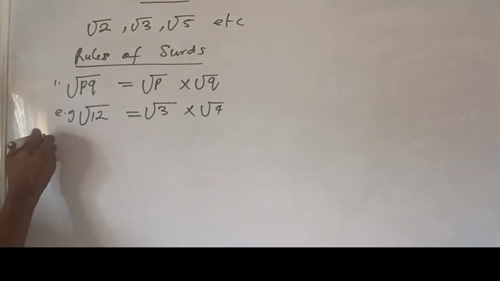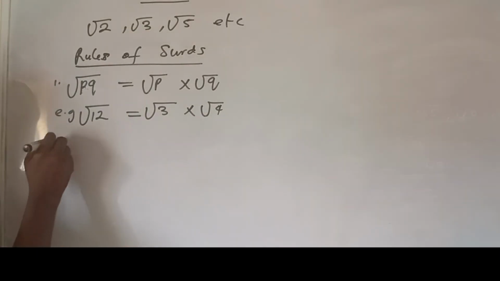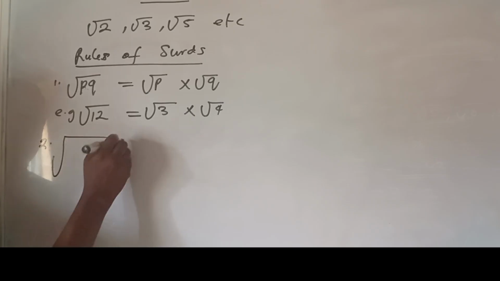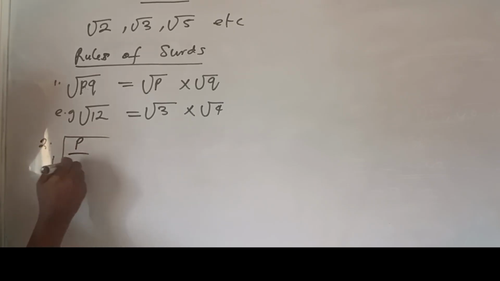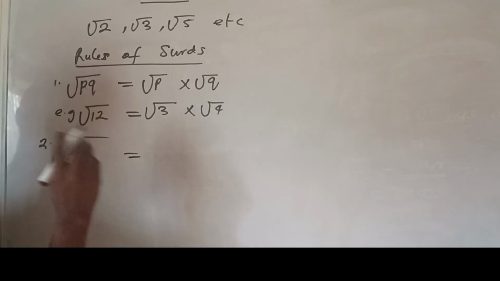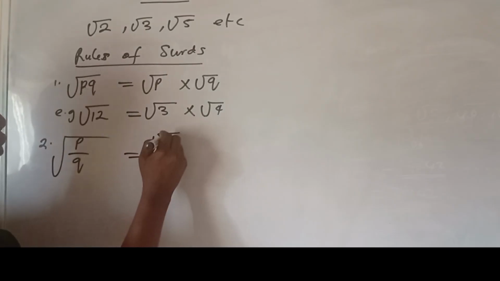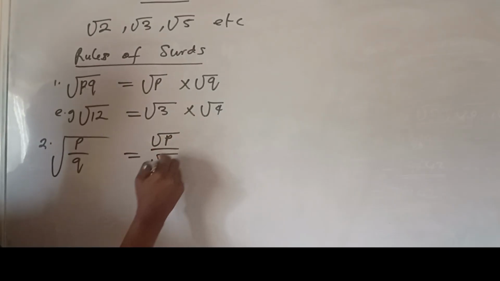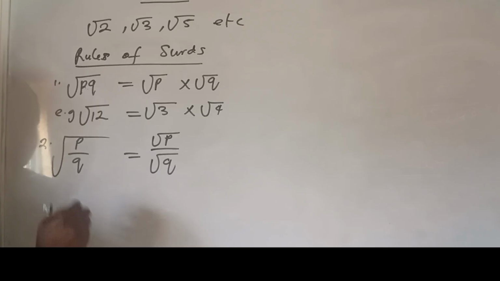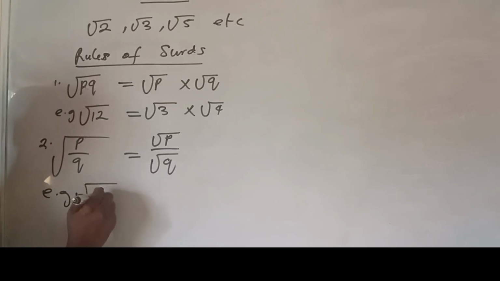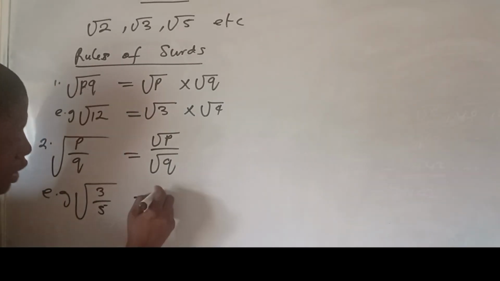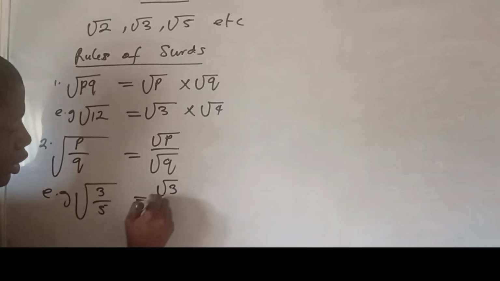The second one is that the root of P over Q is the same thing as the root of P over the root of Q. For instance, the root of 3 over 5 is the same thing as the root of 3 over the root of 5.